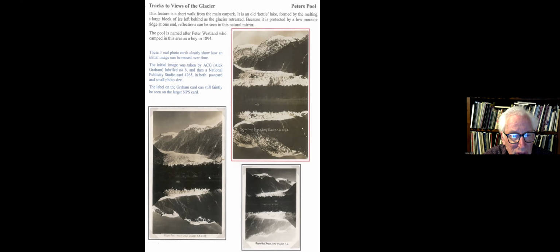This is what's called Peter's Pool. So it's a postcard and another postcard, and this is a small version. So they're all showing the same image. The initial image was taken by Alec Graham, and then it became National Publicity Studios. So this is called a kettle lake. It's formed when there's a huge block of ice which is left behind as the glacier retreats, and then it melts, and you're left with a hole which subsequently fills with water.